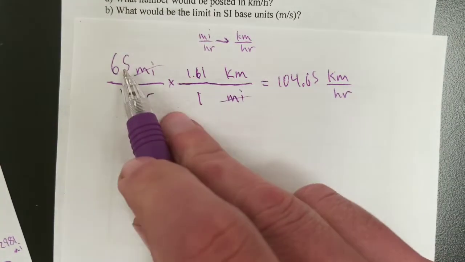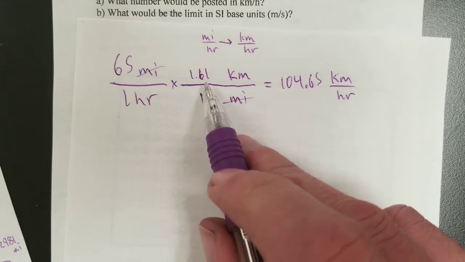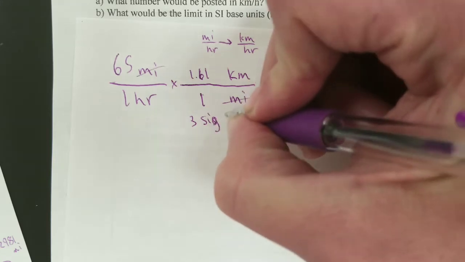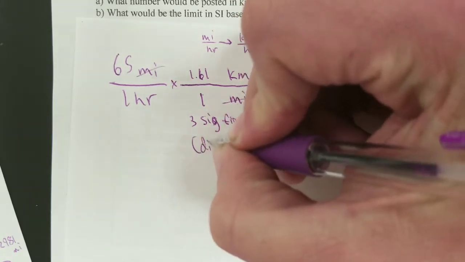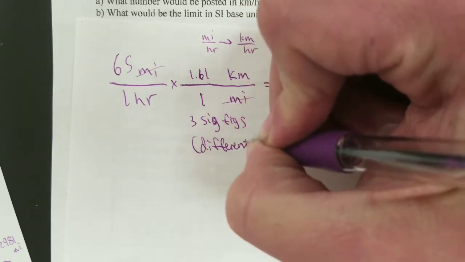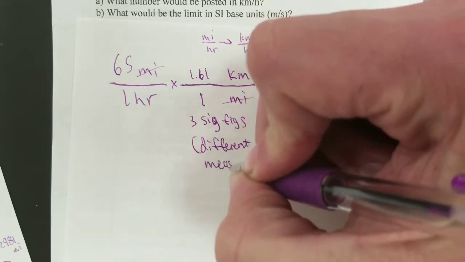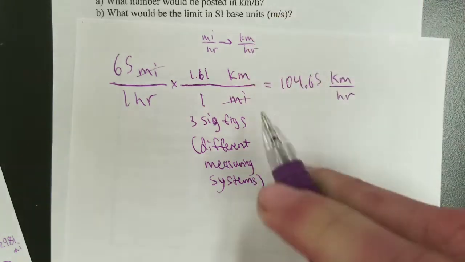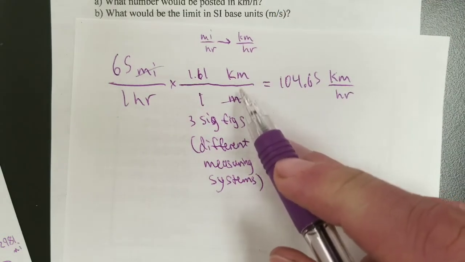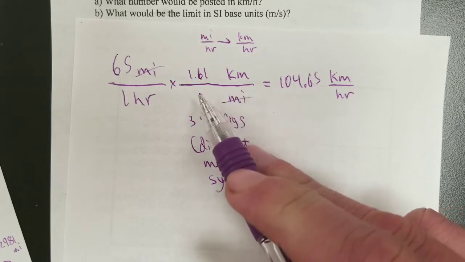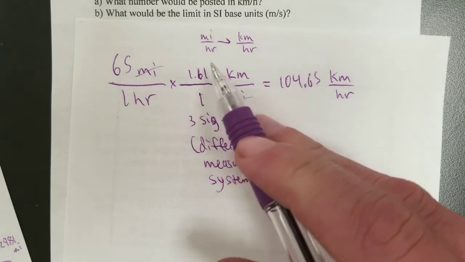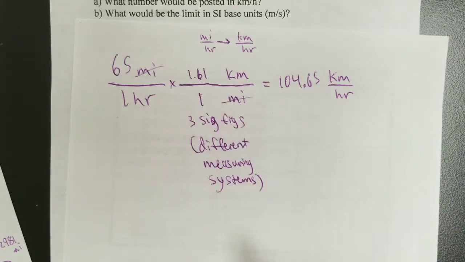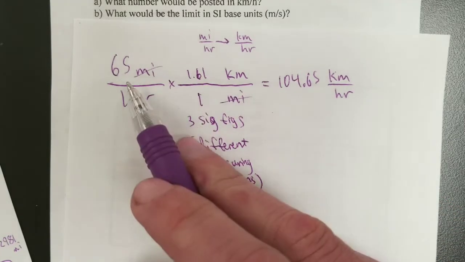Now, this is 2 significant figures. That's 3 significant figures, because they're different measuring systems, they're not infinite sig figs. They're not a definition. This is rounded for your convenience, just like the number pi goes on forever. This actually goes on forever. It's merely rounded to 3 sig figs for your convenience. But anyway, that doesn't matter, because this is 2 significant figures.